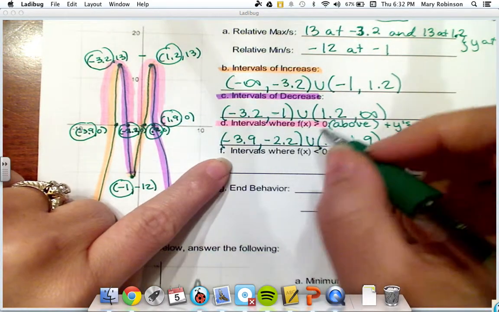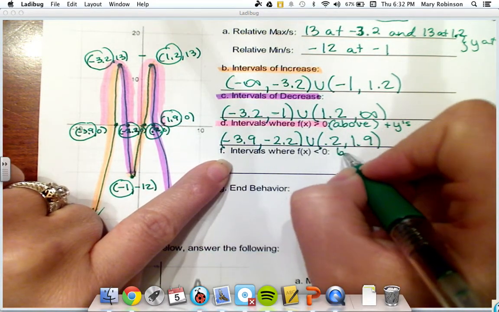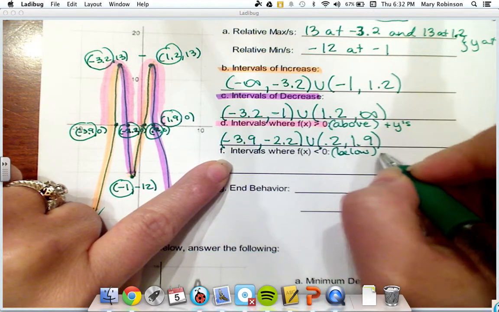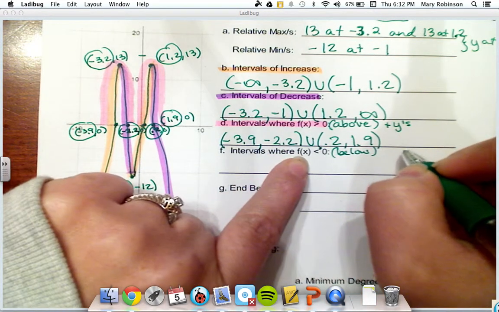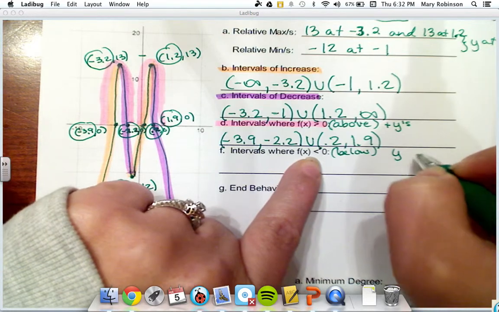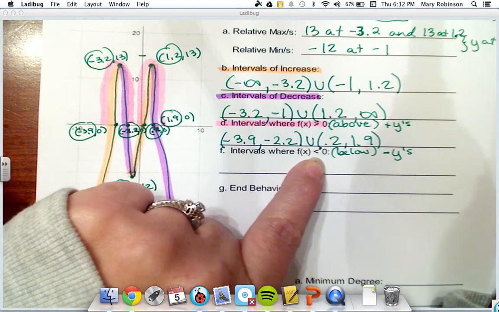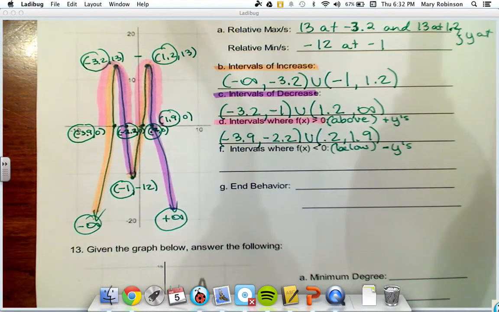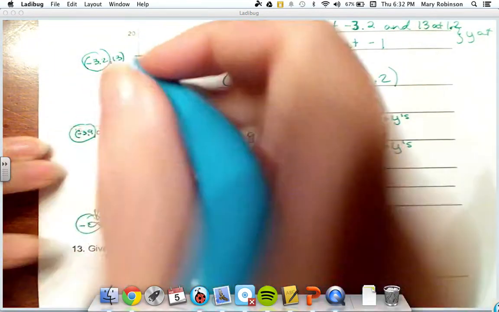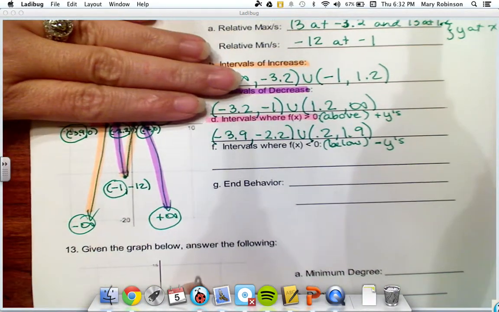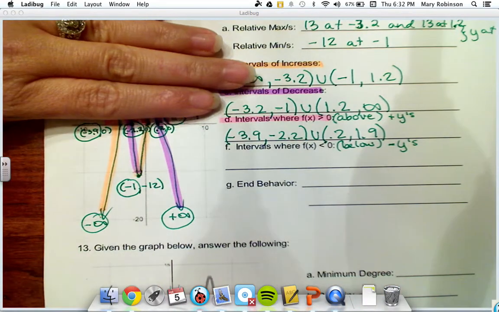Next, for intervals where f of x is less than 0, that's below the x-axis. Remember that f of x is y and numbers less than 0 are negative. So we're looking for negative y's. So next I'm going to change colors so you'll be able to see it. So if I cover above, then this is what I'm looking for below.